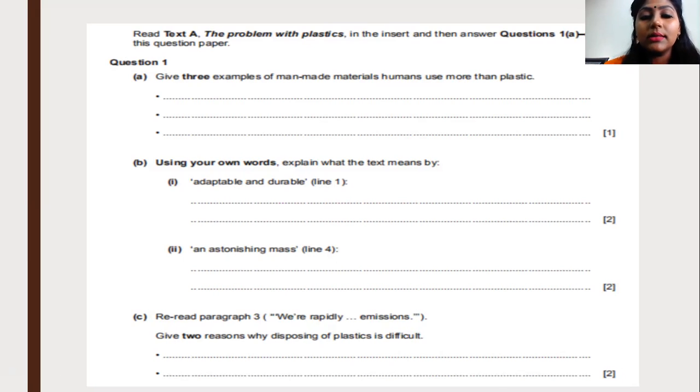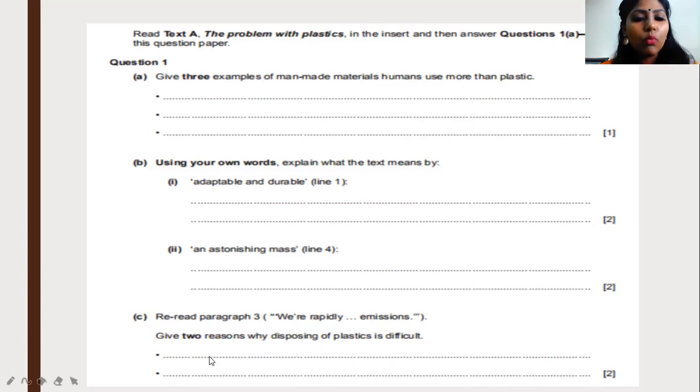Therefore, maybe you can answer an astonishing mass in your own words. You can say an incredible huge number of plastics, for example. When I say incredible, it translates the idea of astonishing. And when you mention a huge number of plastics or sheer volume of plastics, you are translating the idea of mass. Okay, clear? Remember, 2 marks means you need to have 2 key ideas in your answer.